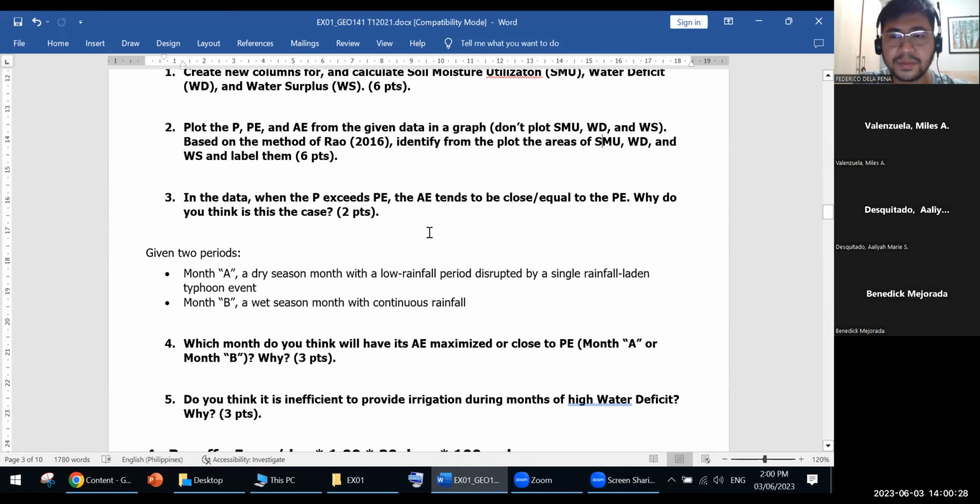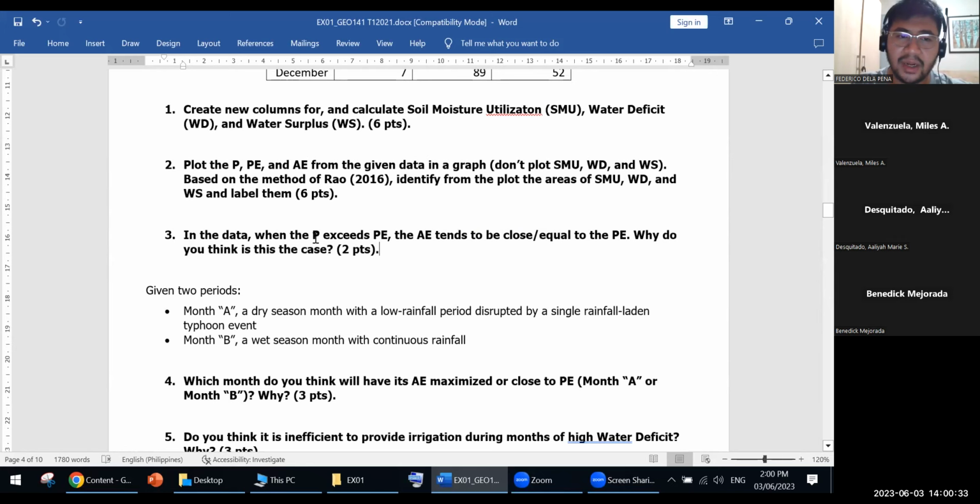And then we have this follow-up question here in the data. When the precipitation is higher than the potential evapotranspiration, the actual and potential evapotranspiration become close to each other. Why? Okay, so why? I think I already discussed that earlier. If you were listening, that's 2 points right away.